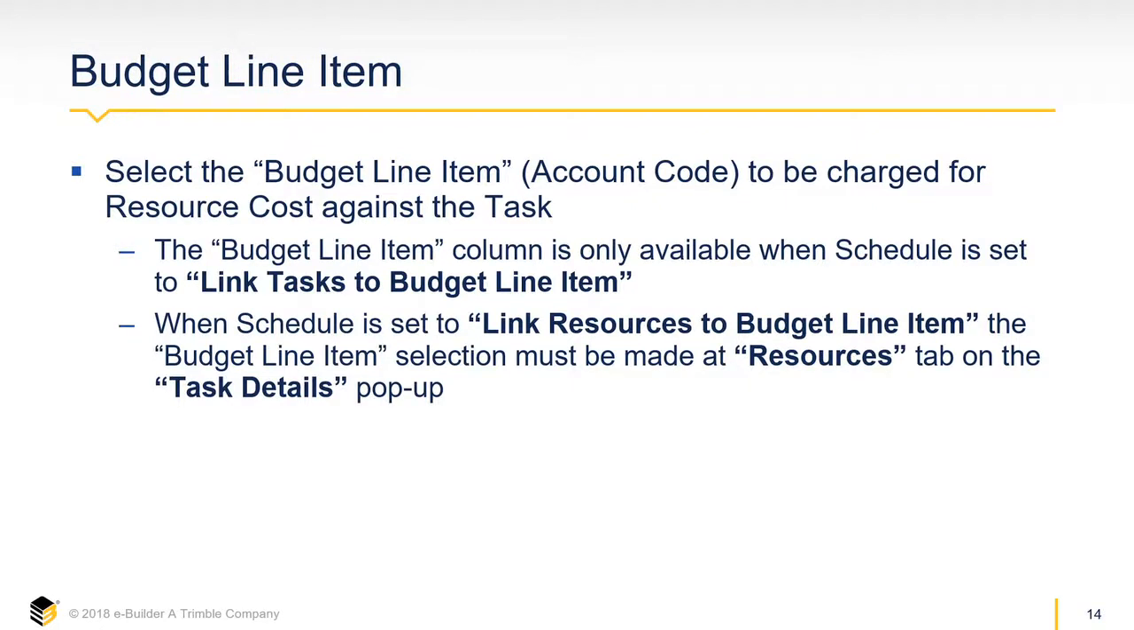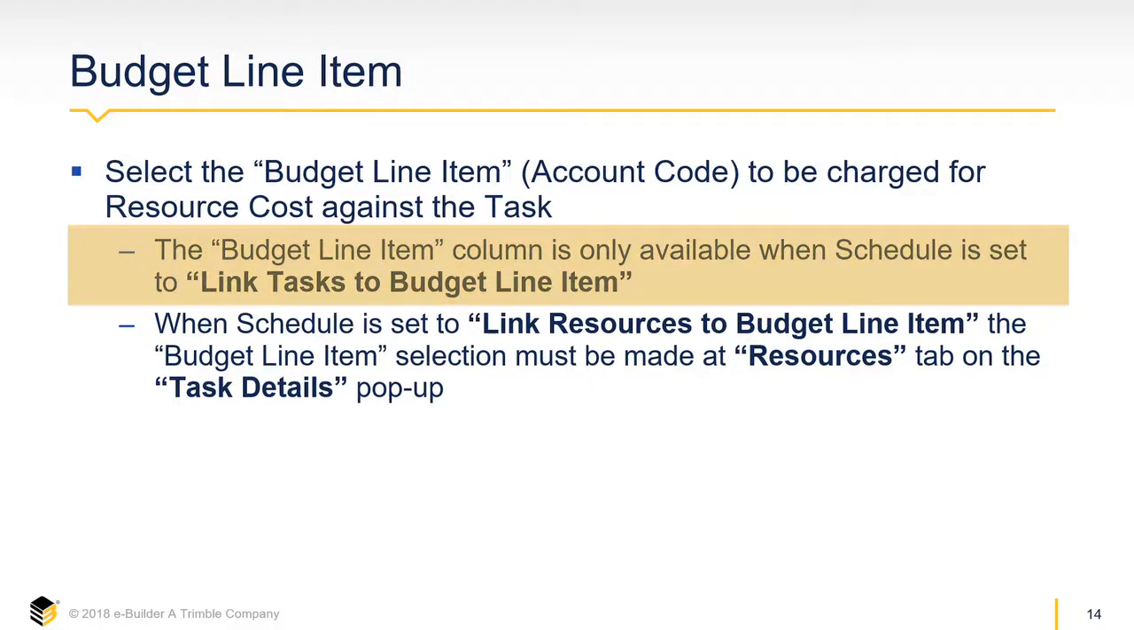Now we're going to talk about the columns that will link your resource costs to the cost summary, the cost module in eBuilder. So the first such column is the budget line item column. You will be able to select the budget line item, also known as the account code, which should be charged for resource cost against a task.